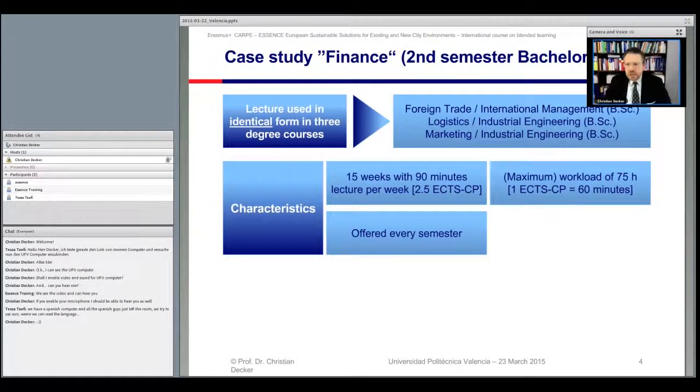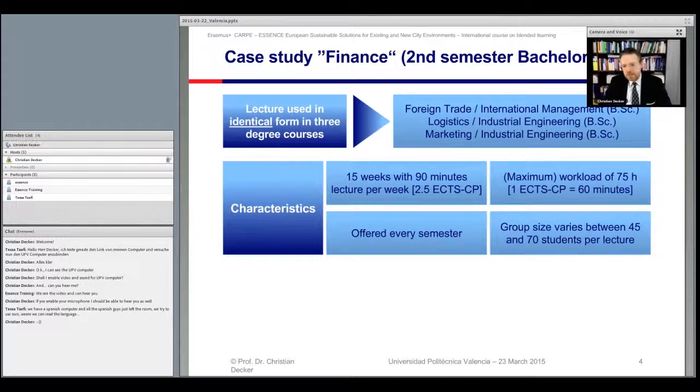Now, the lecture is offered every semester, so during winter semesters as well as summer semesters, and it is offered 3 times every week in each of the 3 degree courses. The group size per lecture varies between 45 and 70 students per lecture. Typically I start with 70 students, and in week 15 then there are 35 to 40 students.